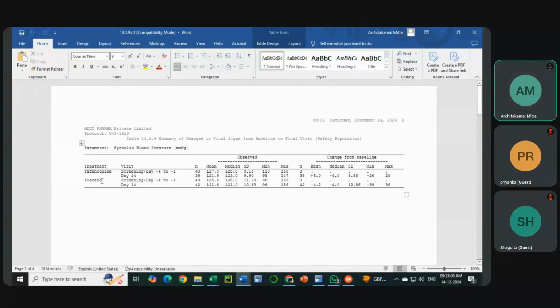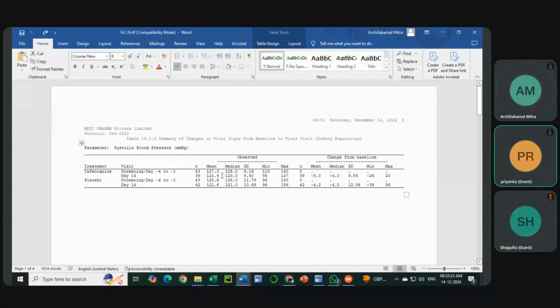Again, see for placebo. This is for the drug. Again, for placebo, 43 people showed up during the screening. So what happened to these 4 people? Where are they? They are not there. At the start of the study, everyone came. At the end, hardly any people came. We only gathered data from 39 people.